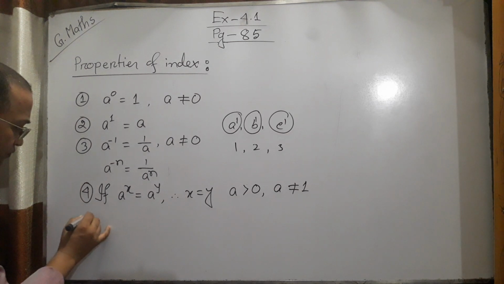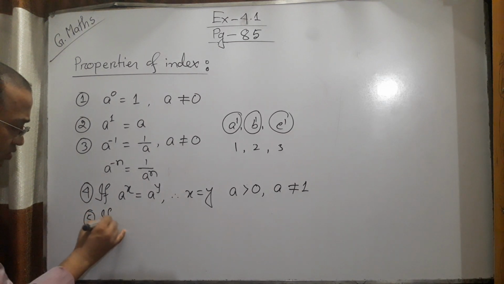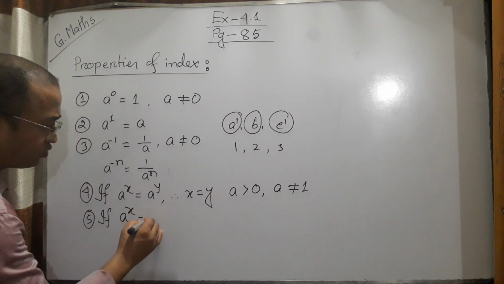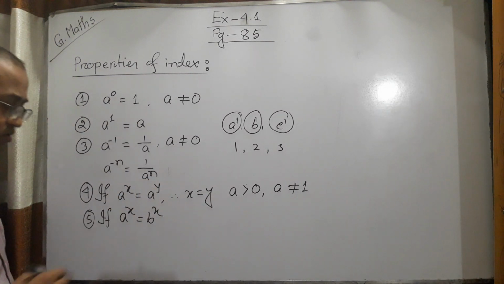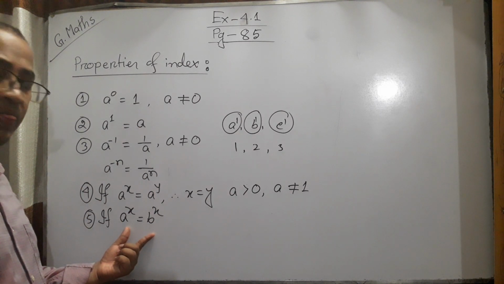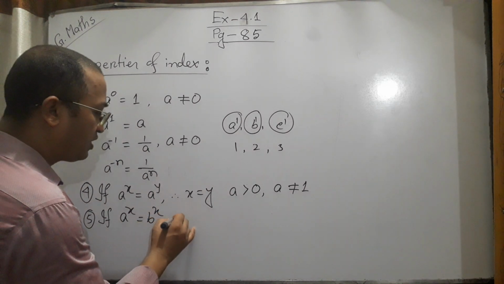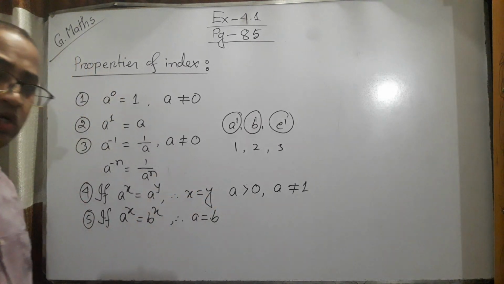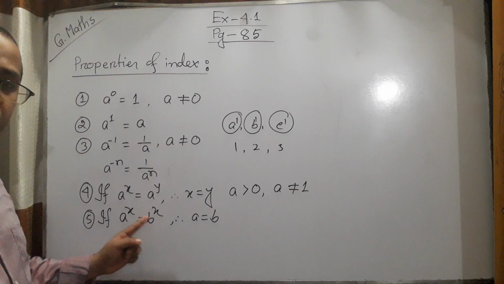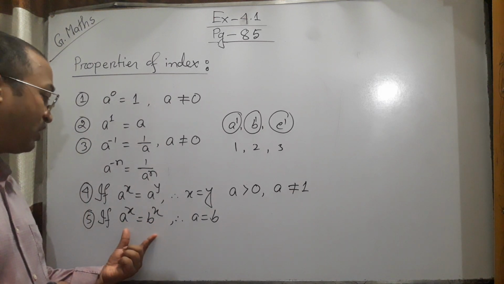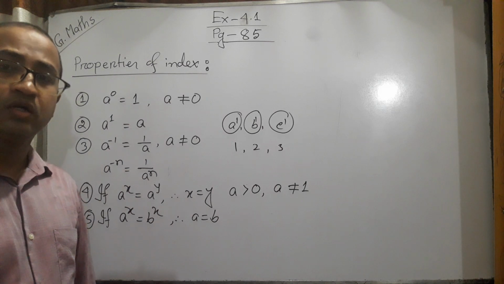Similarly, a to the power x equal to b to the power x. Look, two exponential expressions are equal, so it is possible if and only if a equal to b, because the powers are the same, so the bases must be the same, otherwise these two expressions will not be equal.